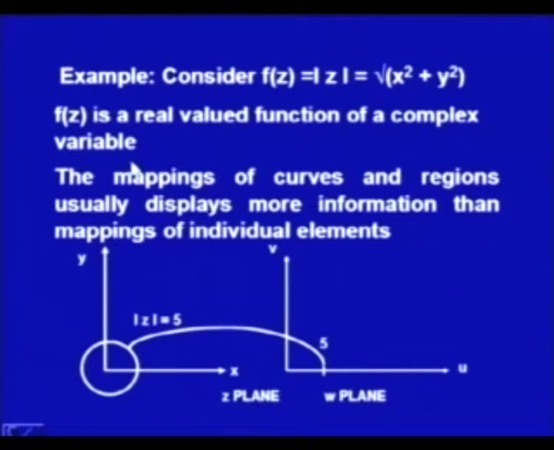Normally, the mappings of curves and regions usually display more information than mappings of individual elements. So, under this mapping we write what a particular point will map to. A particular point in z plane will map to a point in w plane, but it is more meaningful if I say this circle mod z is equal to 5 will map to this curve in the w plane. So, this boundary will map to w plane. So, normally mappings of curves and regions display more information than mapping of individual elements.